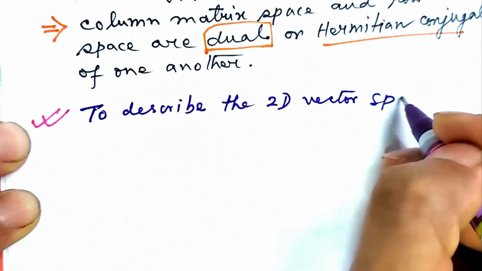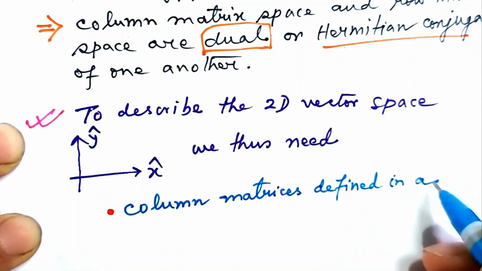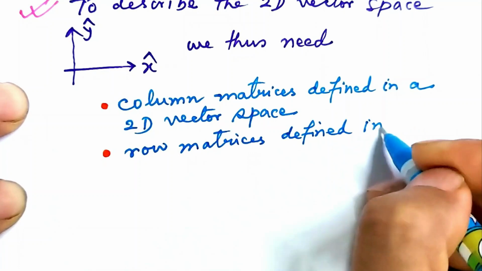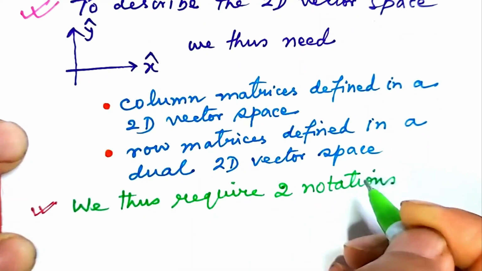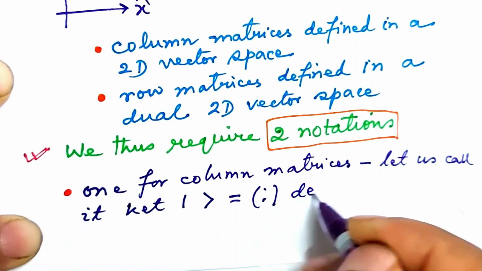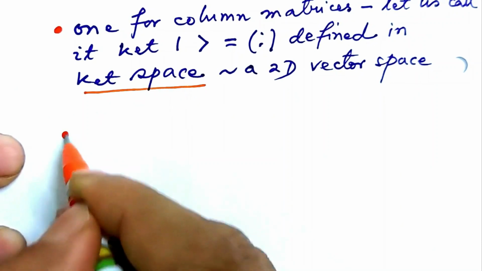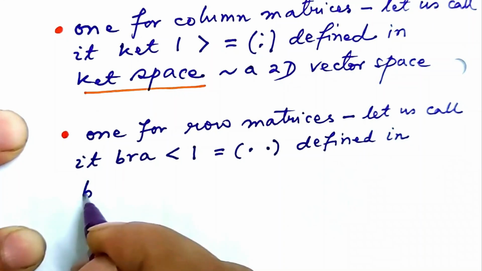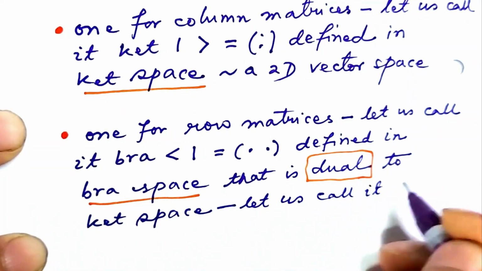To describe the 2D vector space, we thus need column matrices defined in that 2D vector space, and also we need row matrices defined in a dual 2D vector space. We thus require 2 notations. One for column matrices, let us call it ket, defined in ket space, which is the 2D vector space, and another for row matrices, let us call it bra, defined in a space that is dual to ket space. Let us call it bra space.